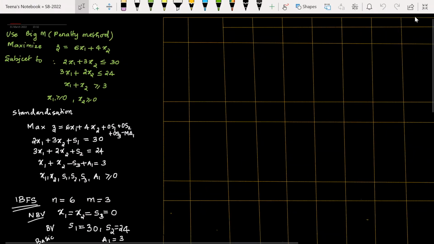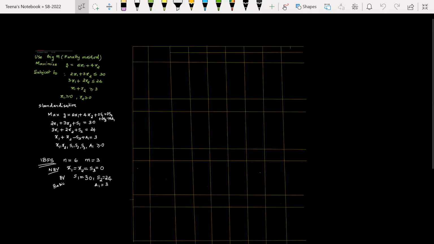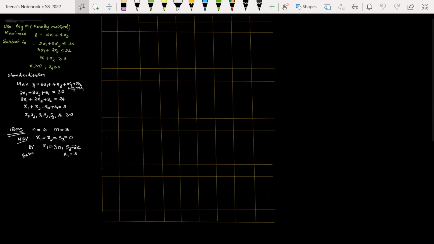Use Big M method or penalty method to maximize z equal to 6x1 plus 4x2 subject to 2x1 plus 3x2 less than or equal to 30, 3x1 plus 2x2 less than or equal to 24, x1 plus x2 greater than or equal to 3, x1 greater than or equal to 0, x2 greater than or equal to 0.